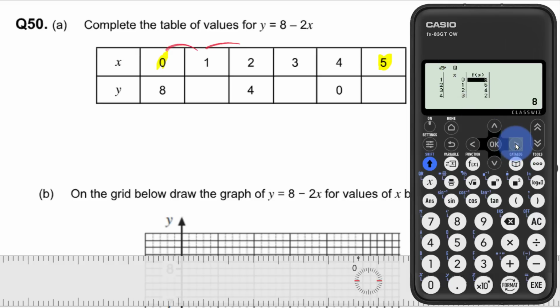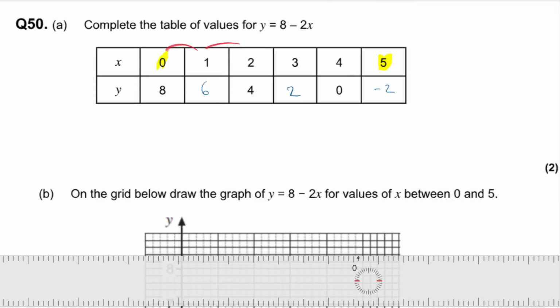Now you notice it should match up with the values you've got. So 0 goes with 8 as per my table. 1 goes with 6, which isn't on my table, so I'm going to write it in. 2 goes with 4, that is correct. You really want to check these as you go along. It kind of helps you realize you've done it right. 3 goes with 2, so I'm going to write that one in. 4 goes with 0, yeah, that one matches. And 5 goes with -2, so I'm going to write that one in.